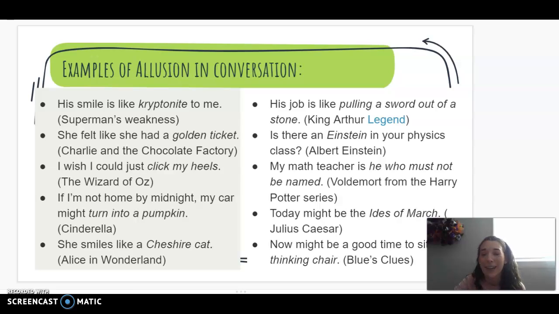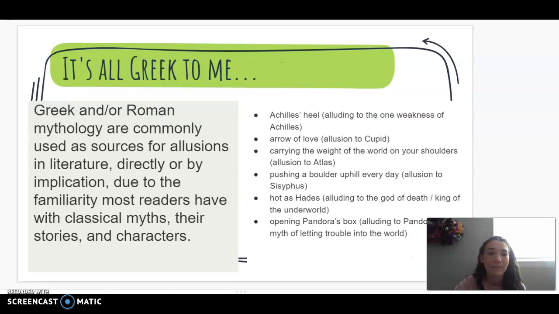And then I have a whole other side of examples. I'm sure you've heard of somebody being called Einstein before. Or maybe you allude to one of your teachers being Voldemort from Harry Potter by saying, he who must not be named. There are a lot of different examples, like sitting in your thinking chair from Blue's Clues. You may be more likely to make allusions to things from pop culture nowadays, or from television that you've watched with your friends, kind of like an inside joke.